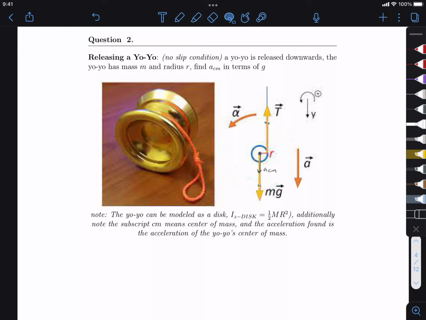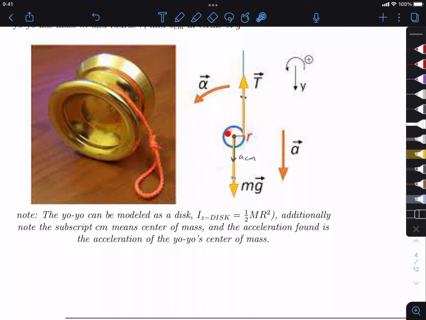Hey guys. Okay, so this is another problem by Professor Spilio. So we have a yo-yo with a no slip condition. The yo-yo is released downwards and has mass m and radius r, and we're trying to find ACM in terms of g.